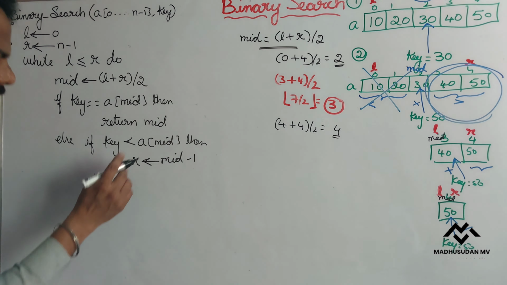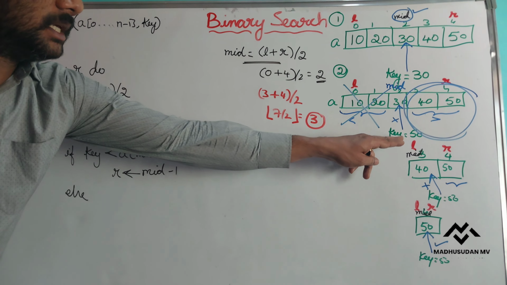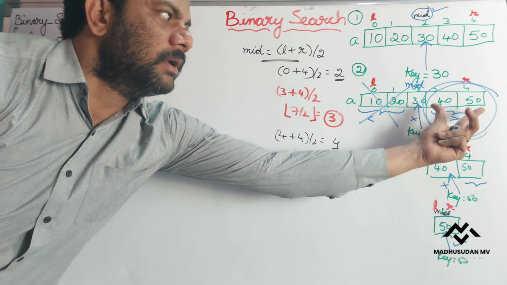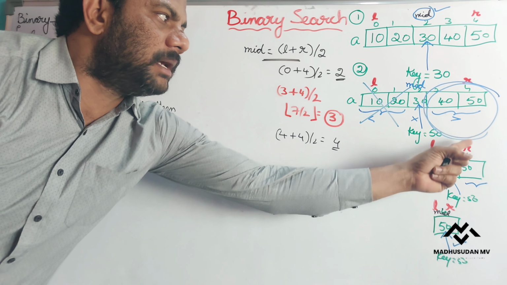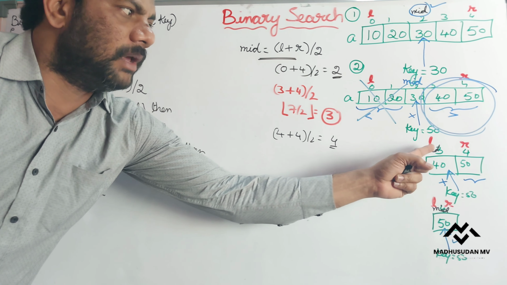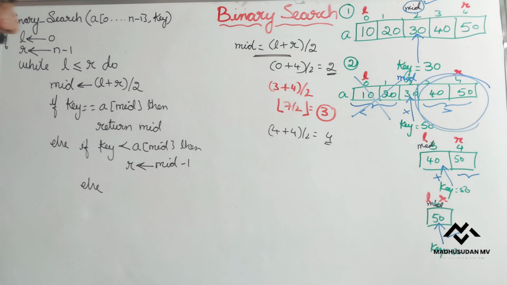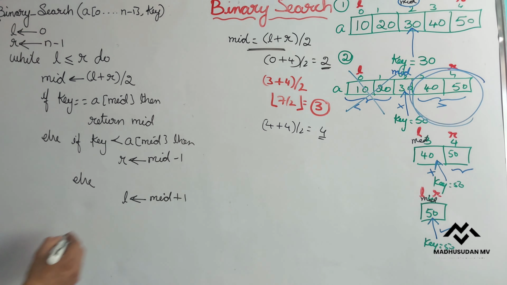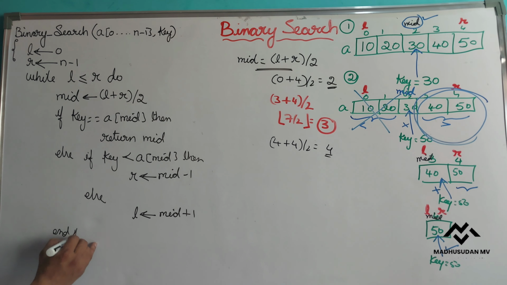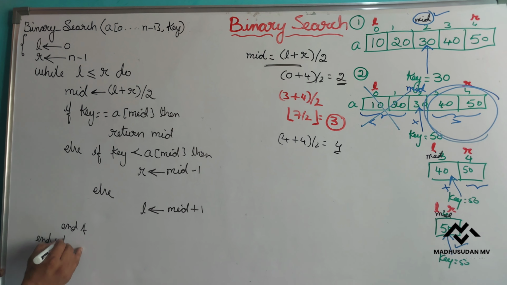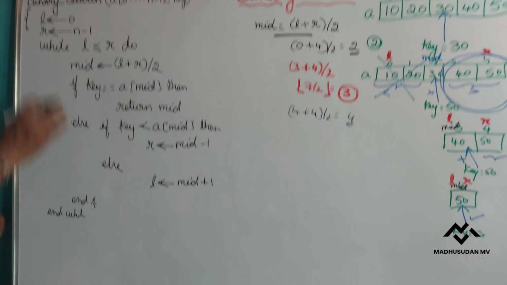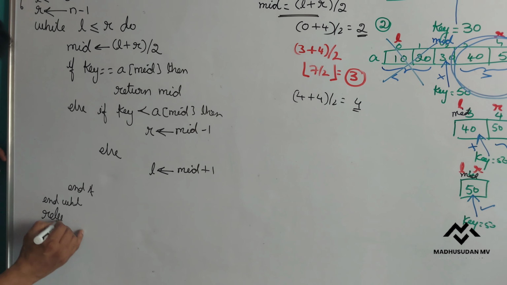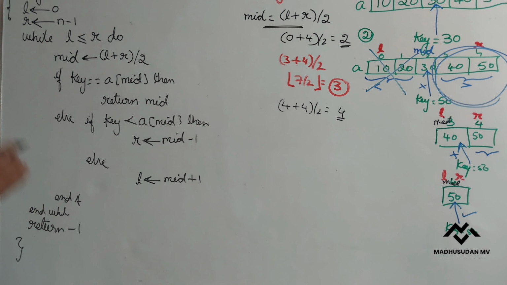Else, suppose this condition is also false. That means the key element is not less than this. At that time, what we have to do? We need to search in this half. Now R remains same, but only left is going to change. Where does the left come? After the mid. That means mid plus 1. So L is equal to mid plus 1. Okay, that's it. This is the end if. Then end while. Finally, after checking all these things, if you do not find it, then return minus 1 indicating unsuccessful.